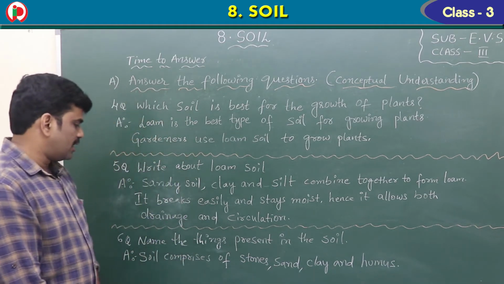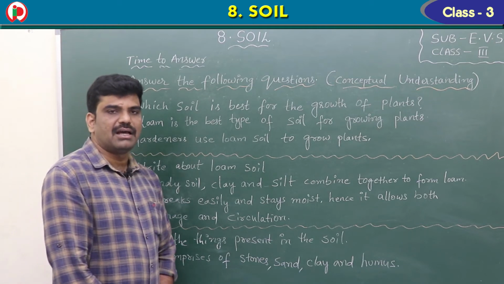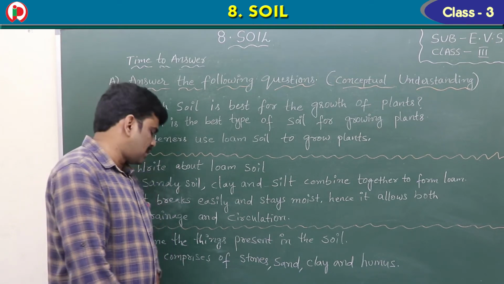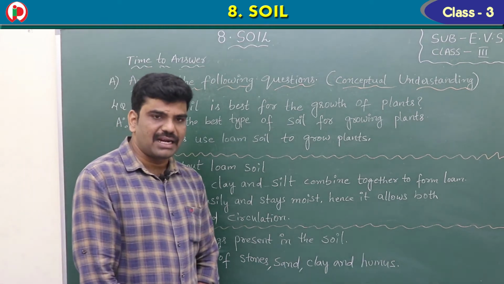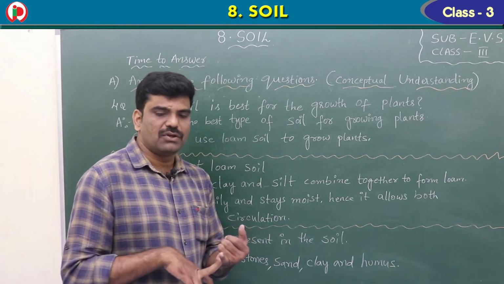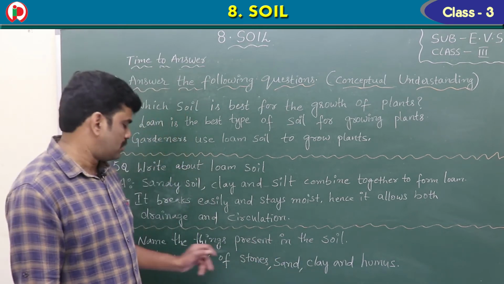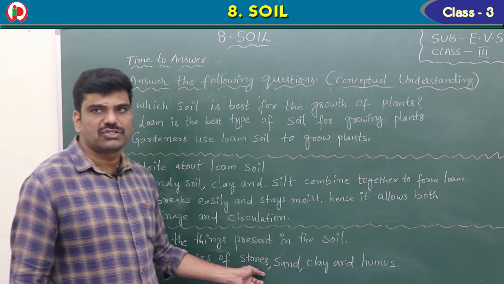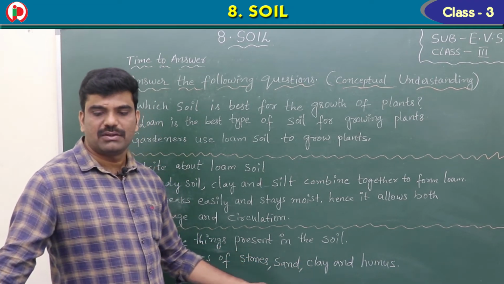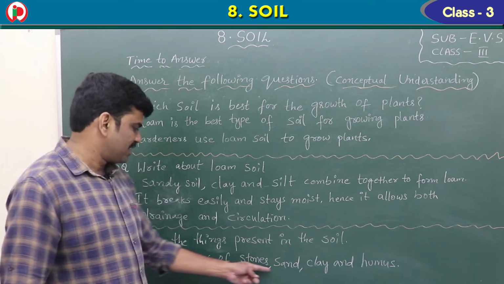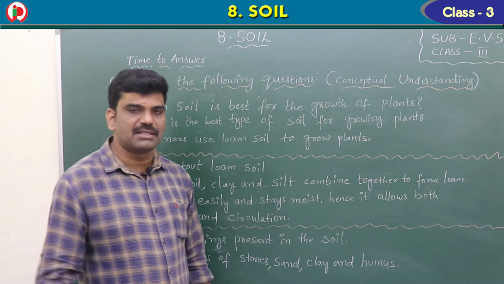So next one, name the things present in the soil. What are the things that are present in the soil? Soil comprises of stones, sand, clay and humus. So these are the things that are present in the soil.